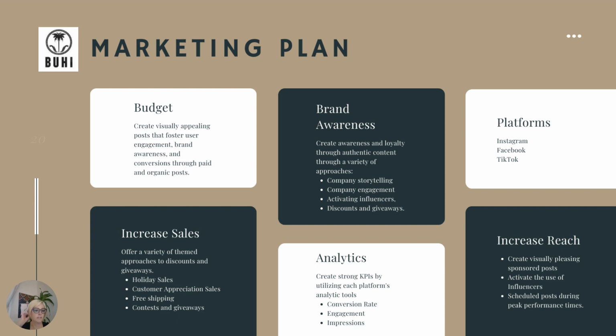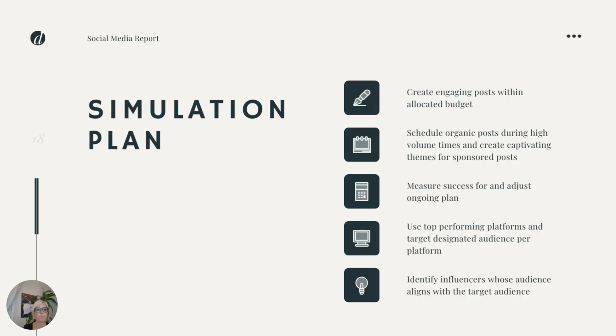The platforms that were identified that would be most useful are Instagram, Facebook, and TikTok. Through the social media audit, we learned that these audiences that utilize these platforms were the ones that aligned with the BUHI audience. And lastly, to increase reach, we were going to create visually pleasing sponsored ads, activate those influencers, and schedule posts during peak performance times that were also identified in that social media audit.